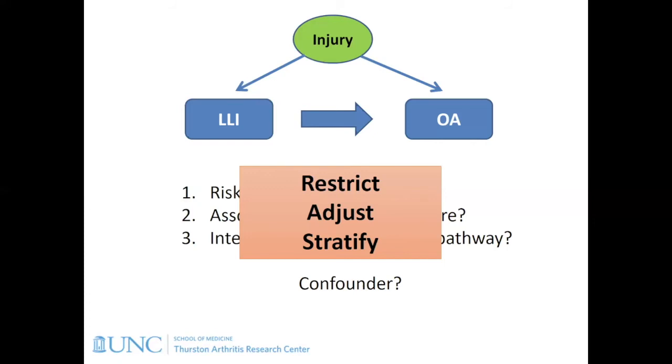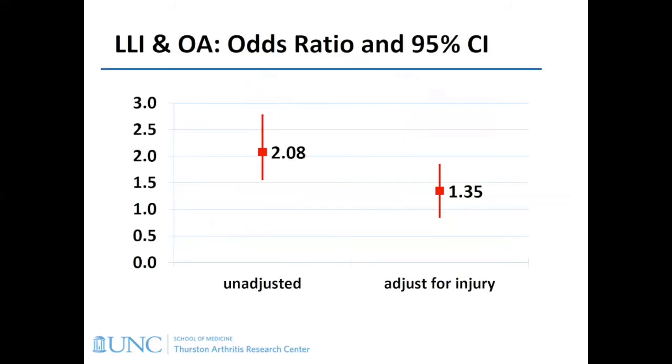And then the other approach that you can use is stratifying. So you can look at the association of leg length inequality and osteoarthritis among those who are injured, and then look at leg length inequality and osteoarthritis among those who are not injured, and then see how the results compare. So this is an example here. This is real data from Johnston County, where we were looking at the association of leg length inequality and knee osteoarthritis.